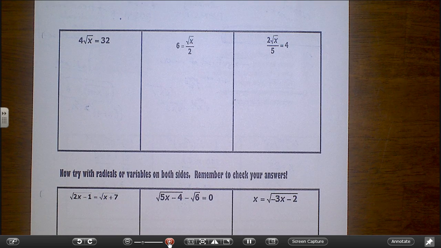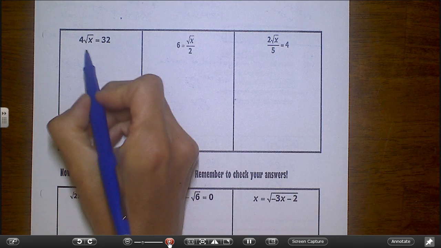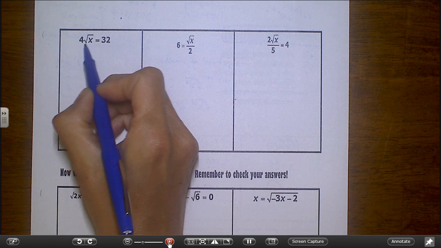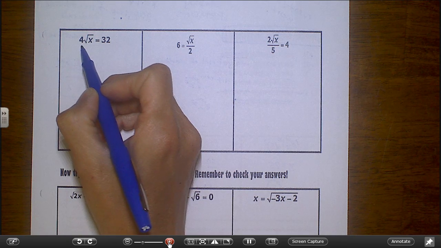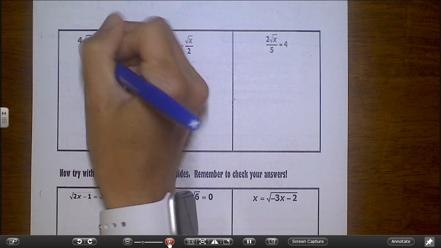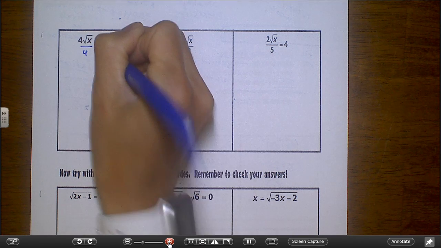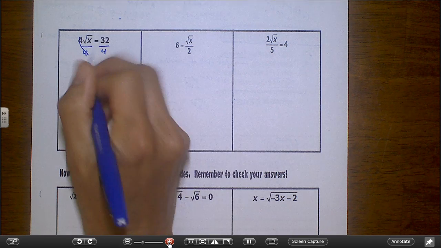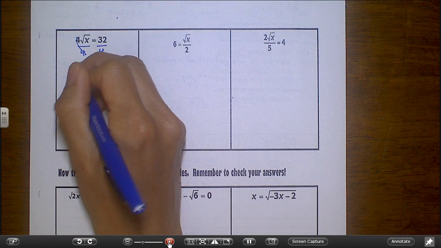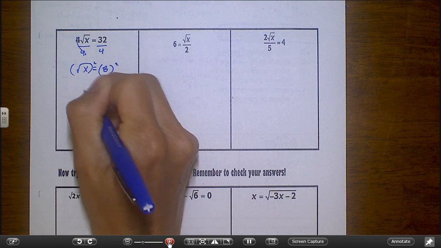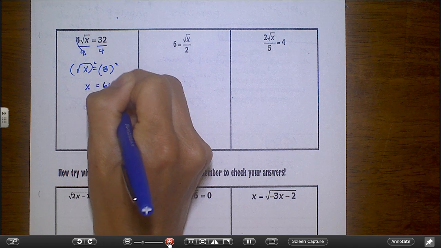On these, same concept, except we don't have an add or subtract on the end. We have a divide or multiply. So here, what is preventing the square root of x from being isolated is that it's being multiplied by 4. So first I'm going to divide by 4. So I have the square root of x equals 8. And then I'm going to square both sides, and I get x equals 64.